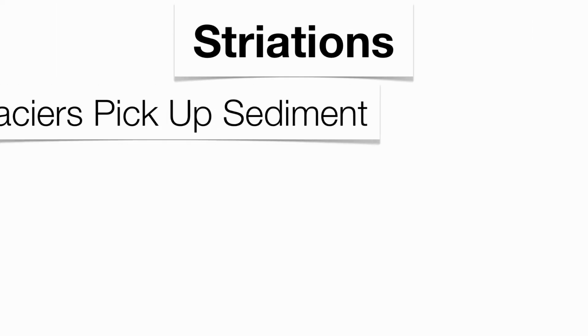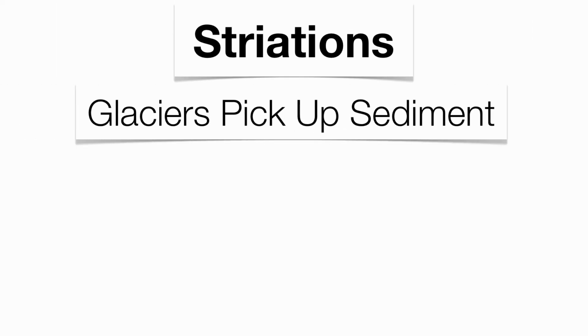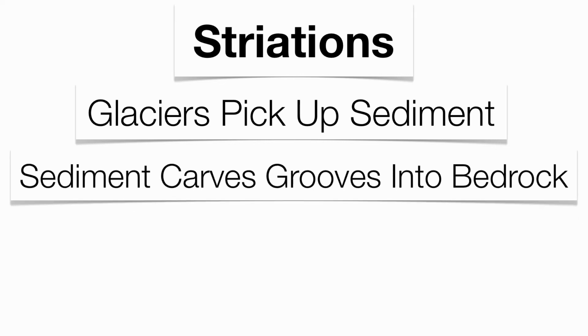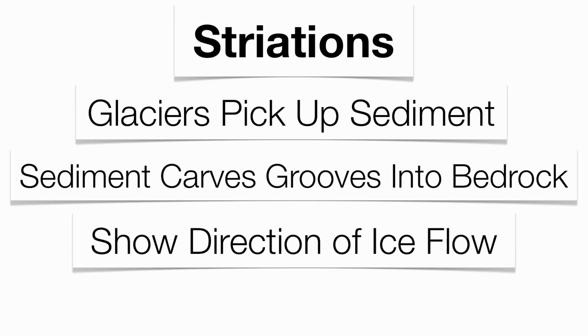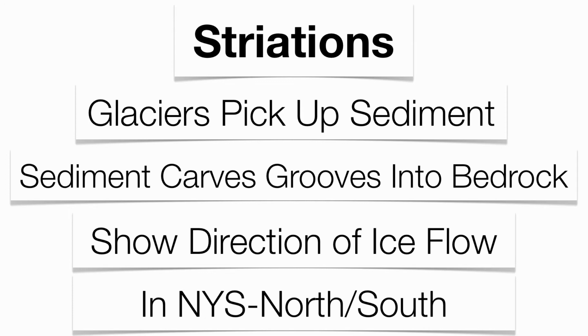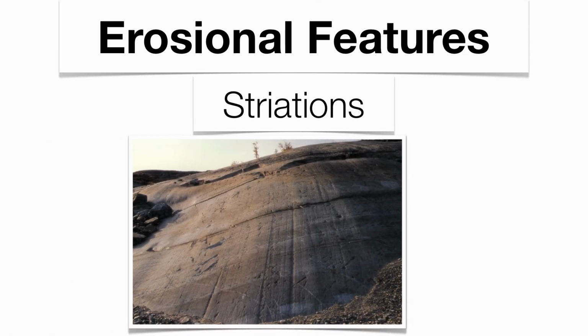You also have striations. Glaciers are like big pieces of sandpaper. As they pick sediment up, they're going to grind the rock that's underneath with the sediment that's picked up. So the striations are basically parallel grooves that are carved into the bedrock by the sediment that is picked up. The great thing about striations, they show the direction of ice flow. And in New York State, that's going to be in a north-south direction. So here's your picture of what striations might look like. Notice the parallel grooves in a north-south direction.